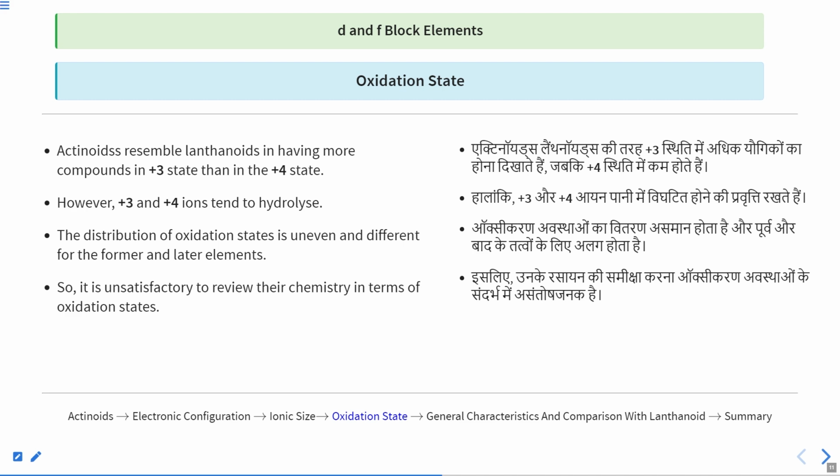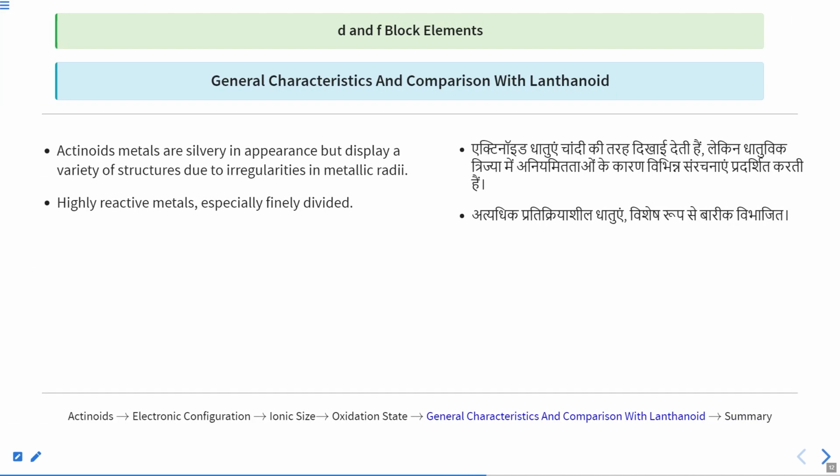Now, the actinoids resemble lanthanoids in having more compounds in the +3 oxidation state rather than +4. But +3 and +4 tend to hydrolyze, meaning if you react them with water, they tend to hydrolyze. The distribution of oxidation states is uneven and different for the former and latter elements. The former have variable oxidation states, while the latter have only the +3 oxidation state, and it is unsatisfactory to review their chemistry in terms of oxidation state.